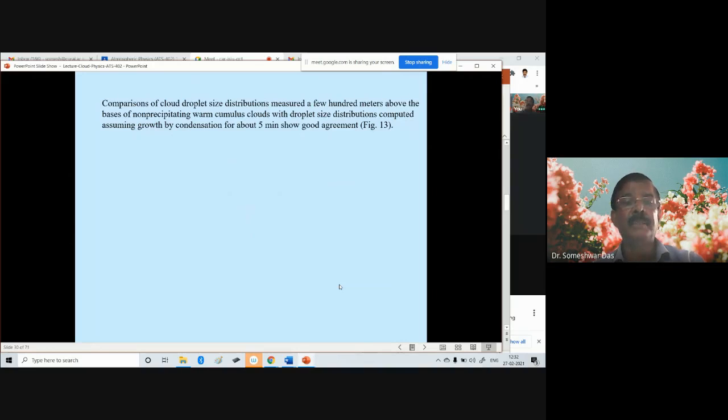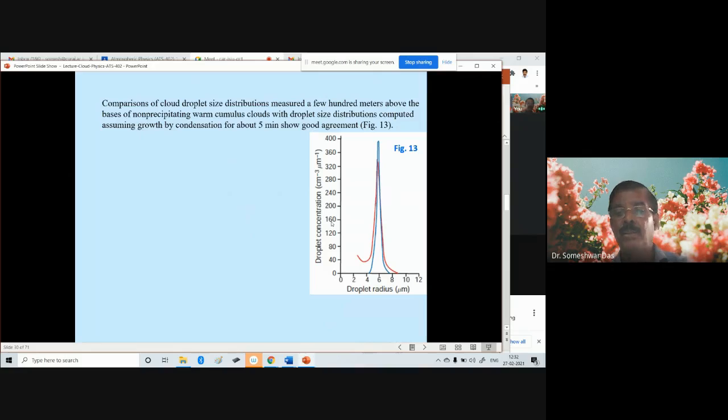So the comparison of the cloud droplet size distributions measured a few hundred meters above the base of a non-precipitating warm cumulus cloud, with the droplet size distribution computed assuming growth by condensation for about 5 minutes, shows good agreement in this figure. This figure shows the droplet concentration versus droplet radius, computed versus measured, and you can see that they are in good agreement.